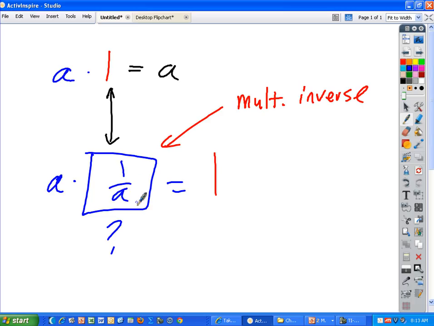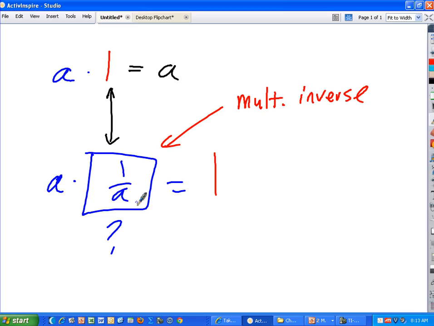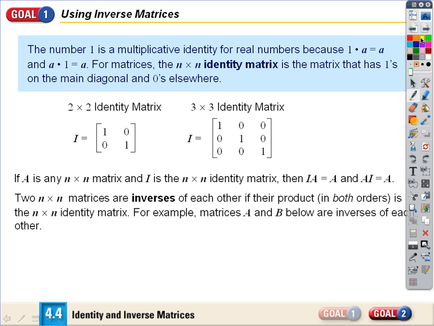And we said that the multiplicative inverse is equal to the reciprocal. Okay? Same kind of thing is true for matrices. We get the same relationship going on here, only it's not a reciprocal. It's a different matrix. It's an inverse matrix. So let's take an example of this.